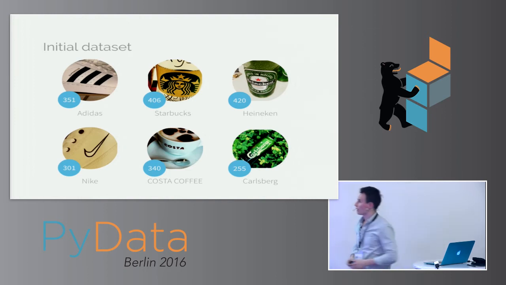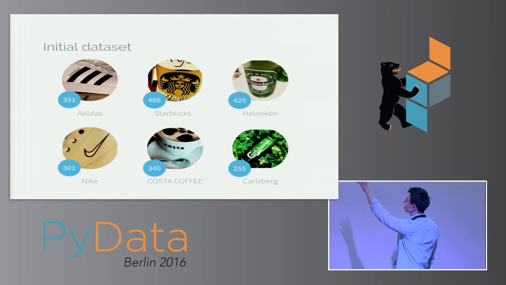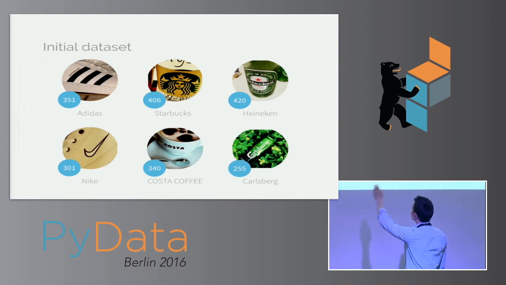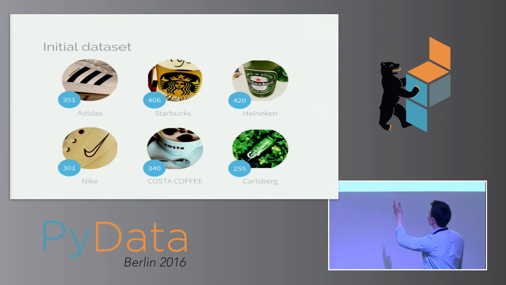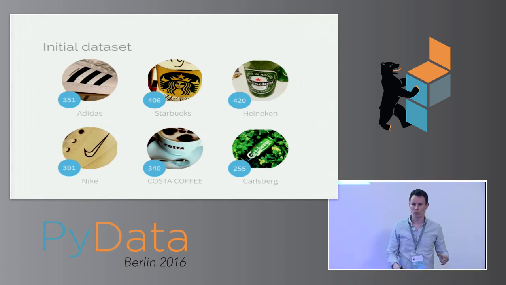So you see, I have 6 types of classes. And those classes are counterparts. So I have Nike and Adidas. It's Starbucks and Costa Coffee and Heineken and Carlsberg. And you do those counterparts because if you train it only on, for example, Adidas shoes, probably it will see every shoe as an Adidas shoe. So you have to differentiate it.